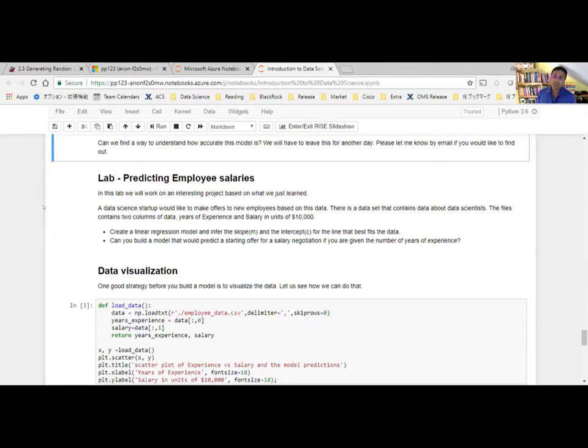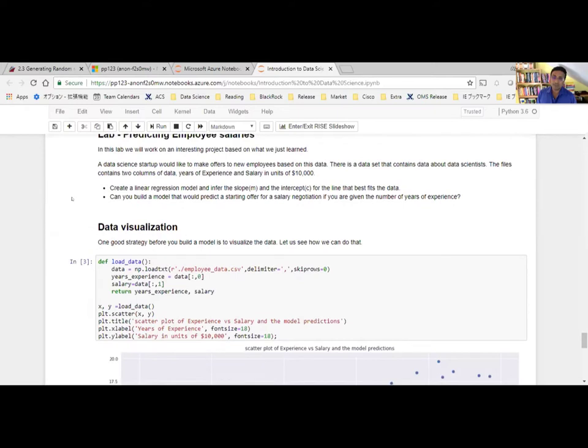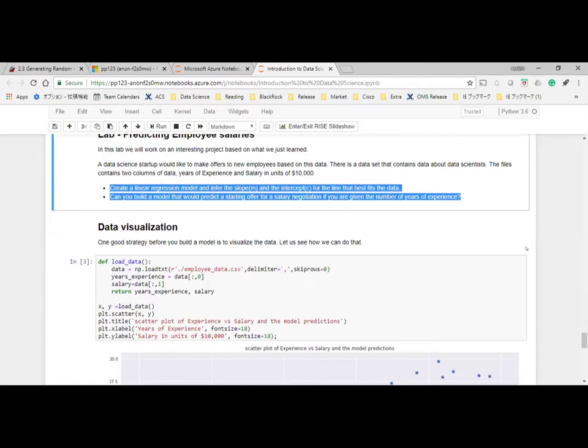Okay, so what is the exercise for you? That's in the next 2 lines. We have to create a linear regression model and calculate the slope and intercept for the line that best fits the data. Before you go to the next one, let's ask the question: is that doable now? Do you have enough knowledge to do this?